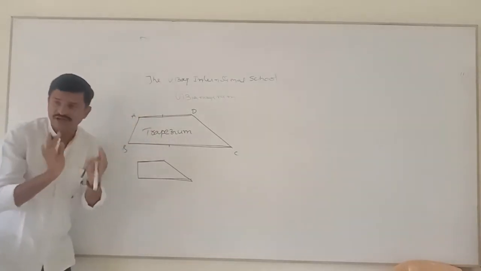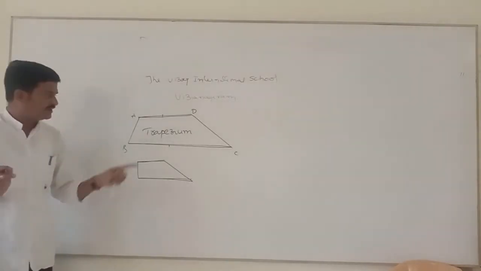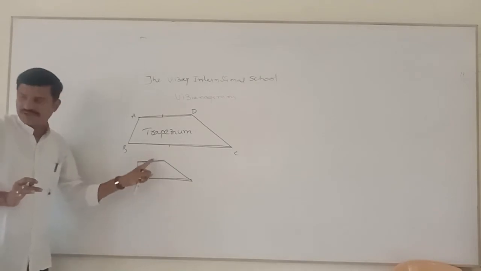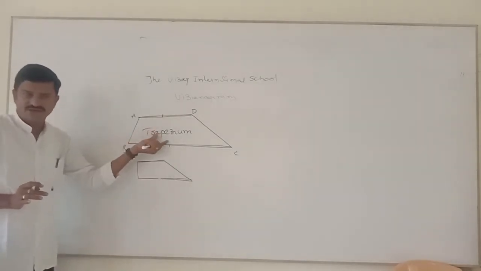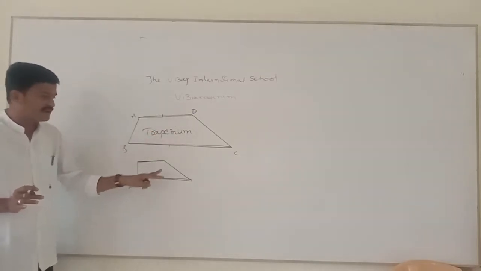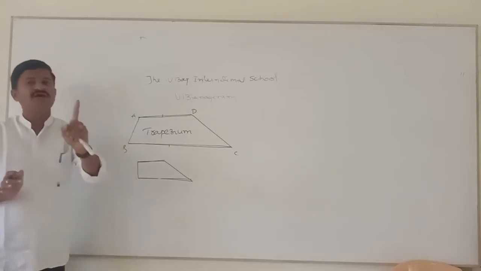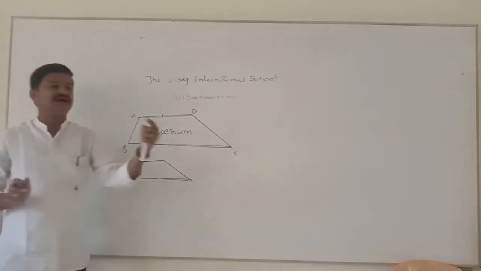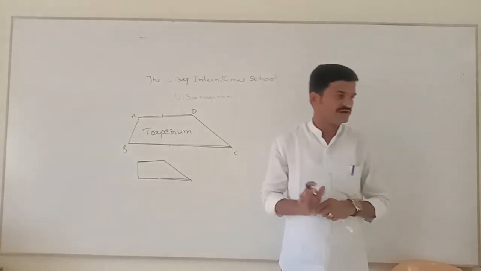The only thing you have to observe is whether one pair of opposite sides is parallel or not. Here, only one pair of opposite sides is parallel, so it is also a trapezium. So all trapeziums do not look the same. Trapeziums are different, but if one pair of opposite sides is parallel, then that quadrilateral is called a trapezium.